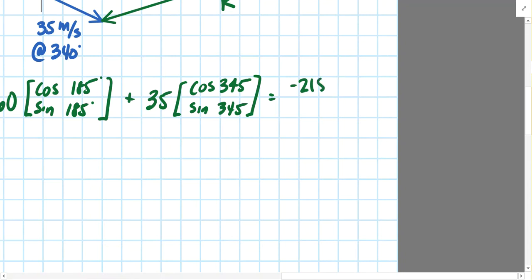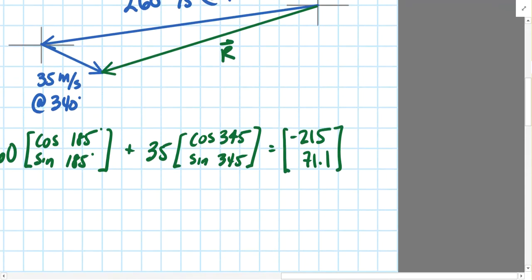So we'll call this negative 215 and 71.1. And to me that result seems pretty good. It does look like we are moving leftward a fair amount, but what's a little bit concerning is that this result down here is reported as positive.